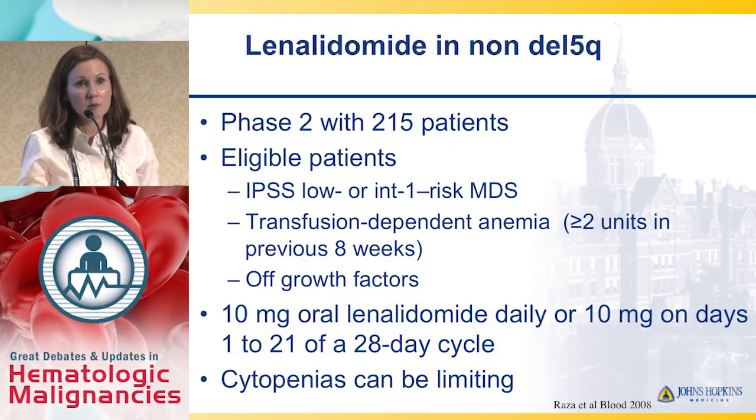I think this is where most people tend to go as a next step after the erythropoietin-stimulating agents. We do have some data here, both older and newer. So there's a phase study of 215 patients, and those who were eligible were these lower-risk patients we've been referring to. And all of these patients had transfusion-dependent anemia, and this was defined as greater than 2 units in the previous 2 months prior to enrollment on the study.